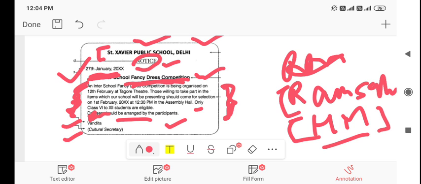That essay competition is going to be held in your vidyalaya. All those who are interested in taking part, please give your name to your class teacher, to your class monitor, anything you can write.